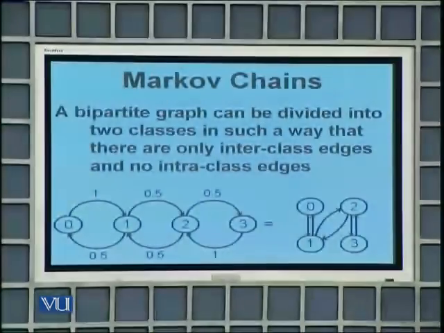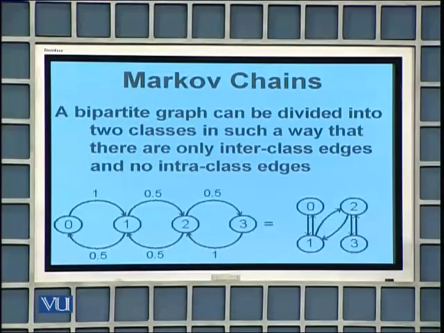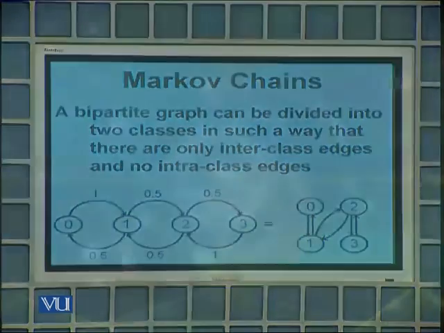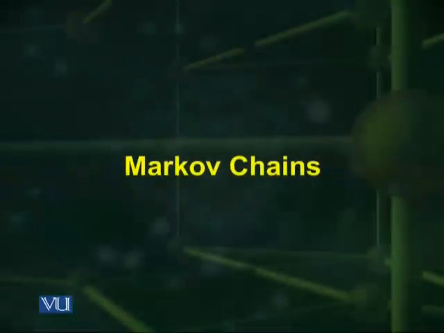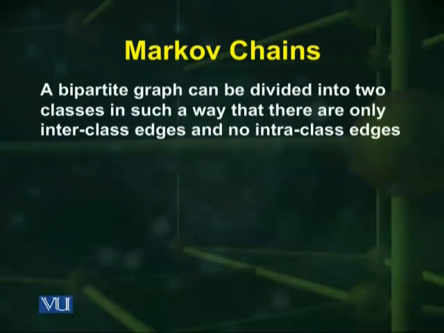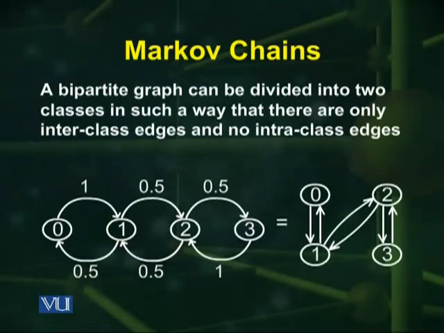That is, there are edges going from one group to the other and from the other group to the first one. But there are no intra-class edges. That is, in a group, there is no edge connecting nodes in that group. We have this Markov chain of a random walk, and we can divide the four nodes into two groups.